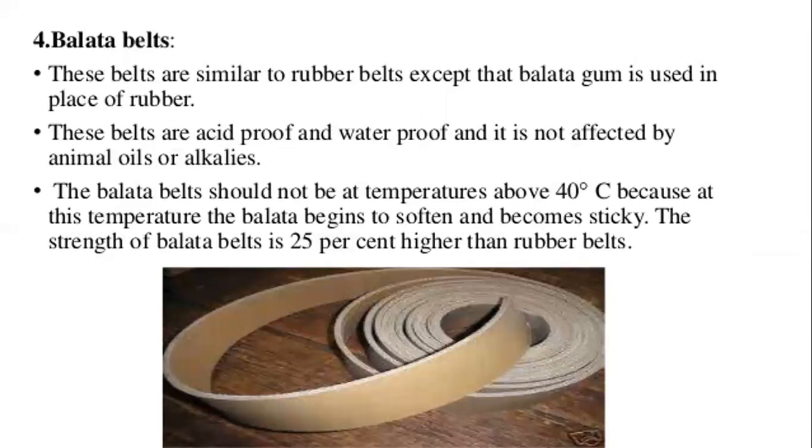Next one is the last one in the section on materials for the belt, that is the balata belts. These belts are very similar to the rubber belts, except that balata gum is used in place of rubber. That is the only difference between the rubber belts and the balata belts. Both are the same in structure, and these belts are acid proof and waterproof and are not affected by animal oils or alkalis. So they are not affected by any of these substances.